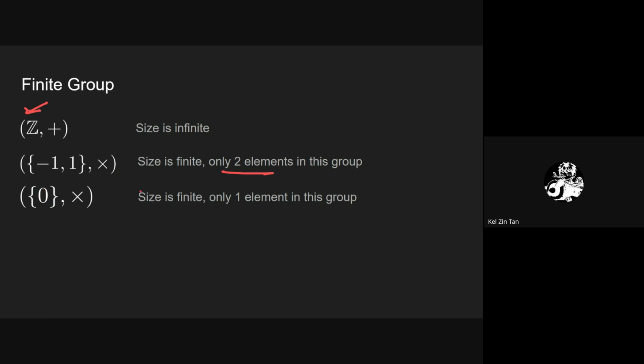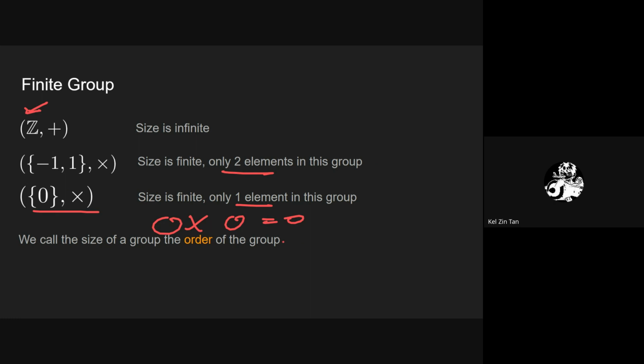You can check that for this group, the inverse is itself. 0 multiplied with 0 is 0, and you can only do this for itself, so closure is automatically satisfied. And associativity, everything is automatically satisfied in this group. So this is a very special group and it only contains one element. We give the size of a group a name. We call this the order of the group.